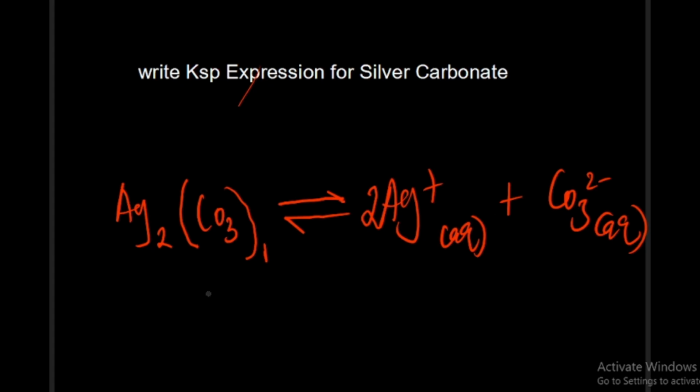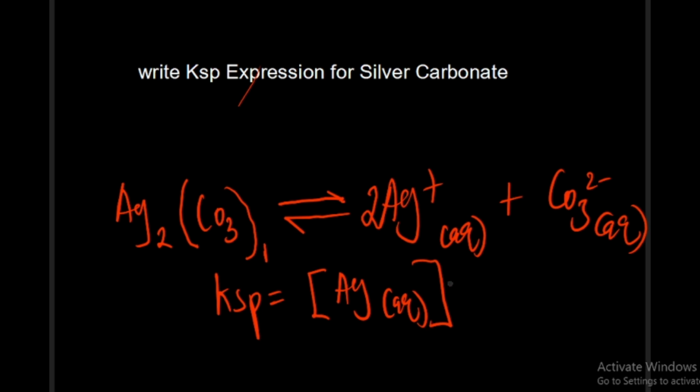So what is the Ksp expression? Ksp is equal to the concentration of Ag+ aqueous raised to 2, times the concentration of CO3 2- aqueous. So this is now the Ksp expression for silver carbonate. Hope you understand.